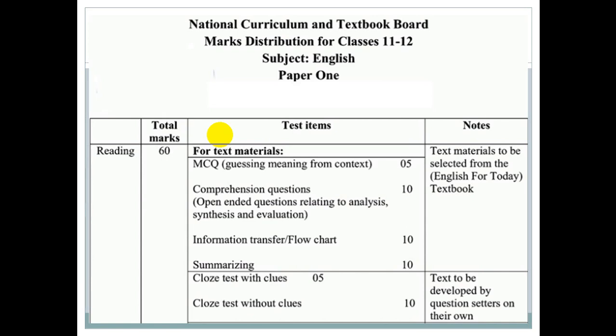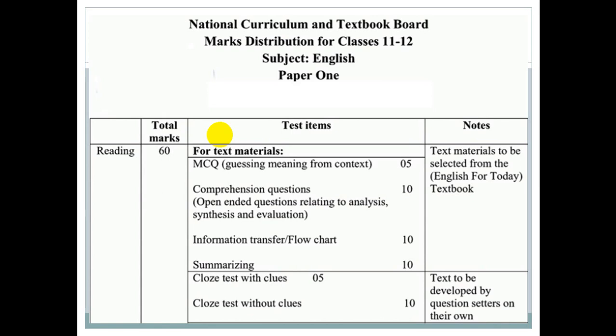So you need not to worry about from where the passages will come. Just go through the passages of your textbook and you will understand and will correctly answer the questions. And then comes the comprehension question. Comprehension questions comprise 5 questions.